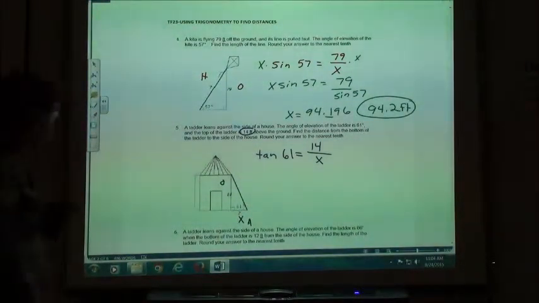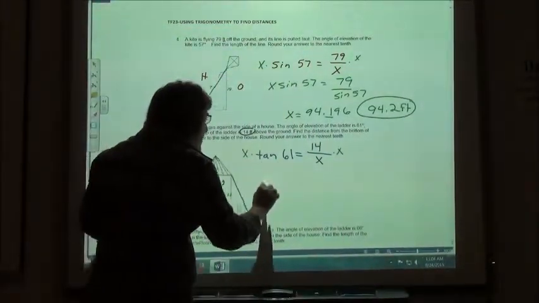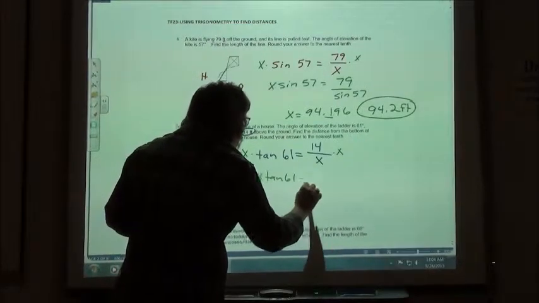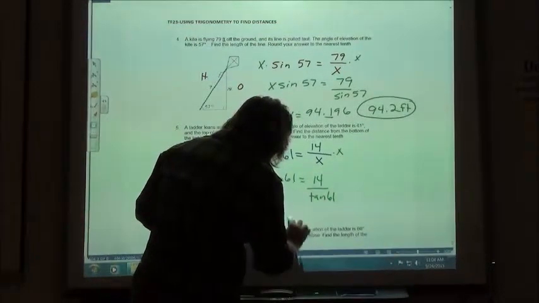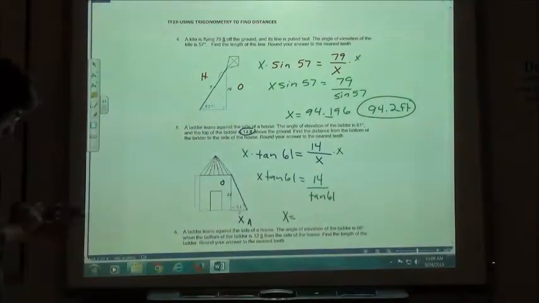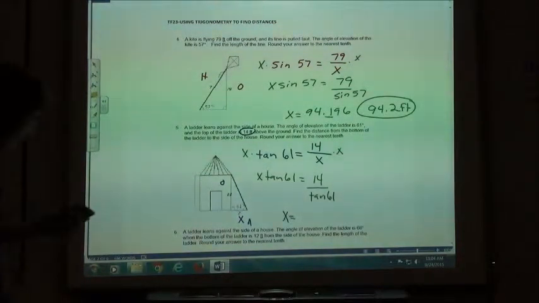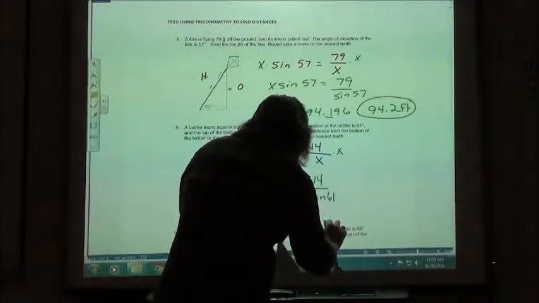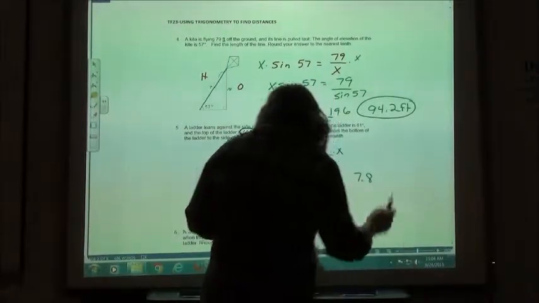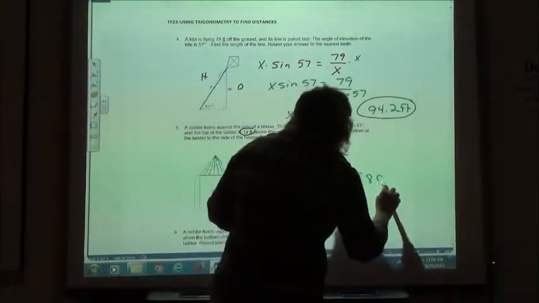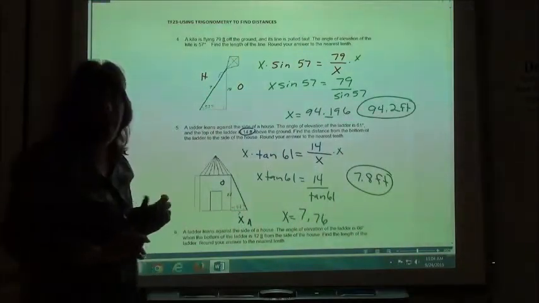Here's another one where we have the x in the denominator of our fraction. So we multiply by the x first. So x tangent of 61 equals 14. And then we have to divide by the tangent of 61. 14 divided by the tangent of 61 says 7.76. Again, I'm rounding to the nearest tenth, so 7.8, and we were in feet, so the distance from the bottom of the ladder to the house is 7.8 feet.